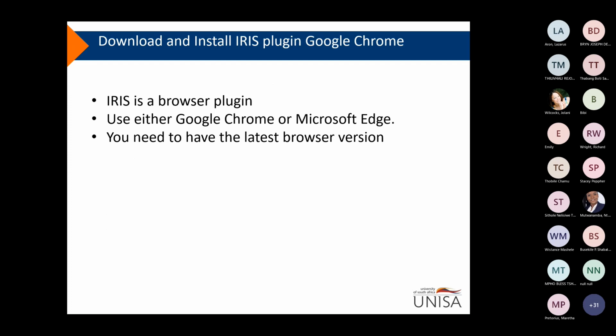Before you write your Iris Invigilator exam, you need to install Iris on your browser. Iris is a browser plugin. It gets installed on your browser. I'll do a demonstration just now. You can either use Google Chrome or Microsoft Edge. Iris does not work on other browsers like Mozilla Firefox or even Safari. So if you have a Mac computer, you have to download Google Chrome for your Mac and then install Iris on that. You need to have the latest browser version.